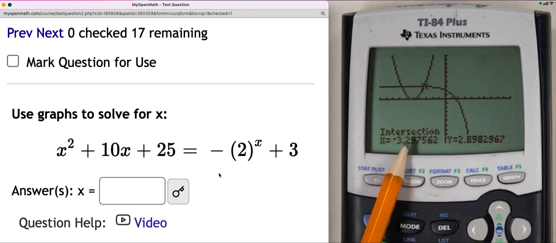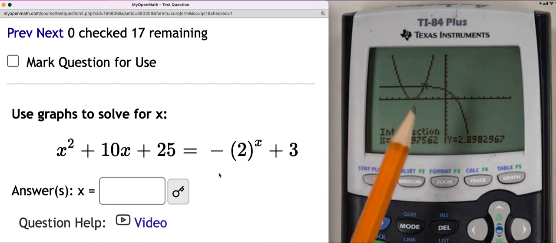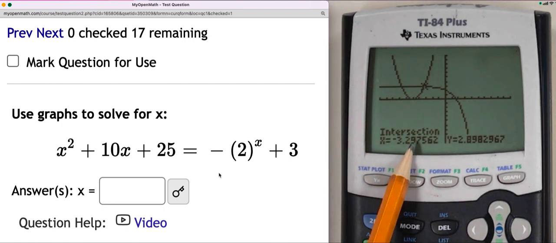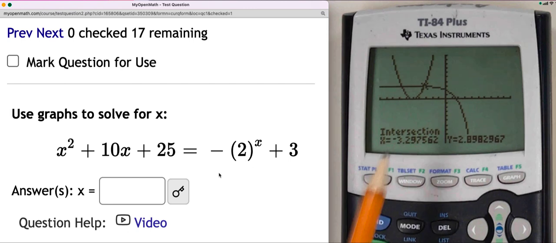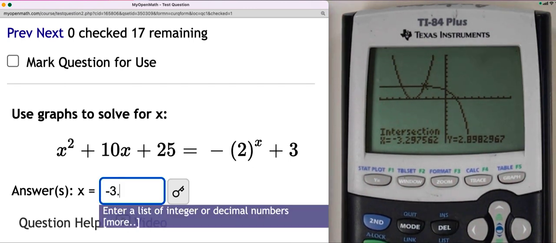Now you only want to write down just the x part, and if you round that to two decimal places, you'll stop at the 9, but notice that there's a 7 next to it. That 7 makes the 9 round to a 10, so you carry the 1. So the x value for this first intersection is going to be at negative 3.3. So I'll go to my blank here and put in negative 3.3, negative 3.3. Notice I did not type in the y coordinate.